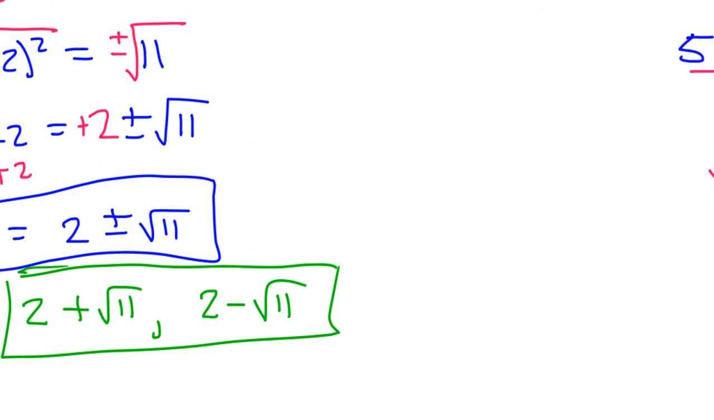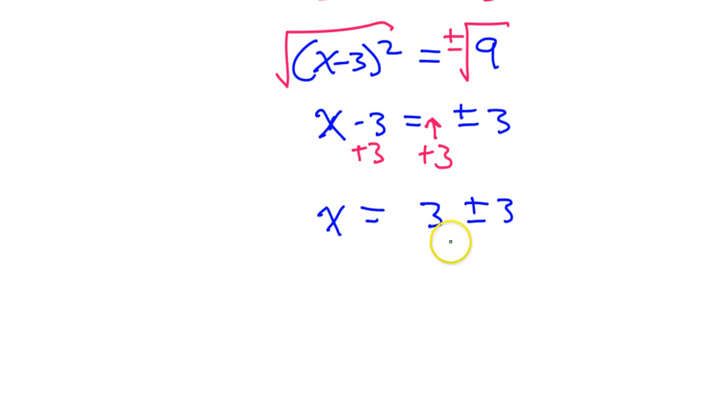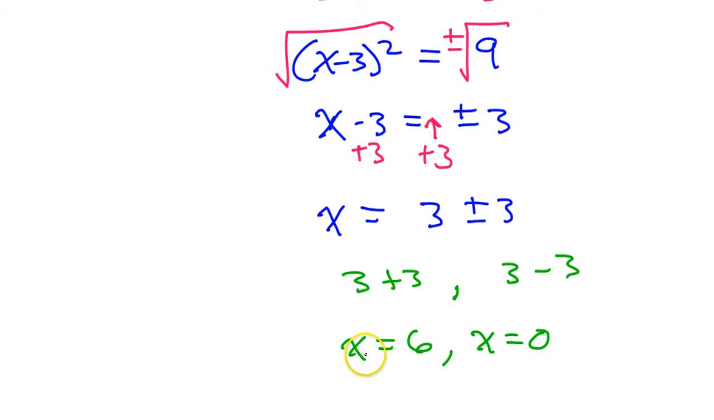Okay, however, these are like terms. They can be put together. So you need to understand that this means 3 plus 3 or 3 minus 3. All right, plus or minus means plus or minus. So that's going to give us two solutions. X equals 6 or x equals 0.